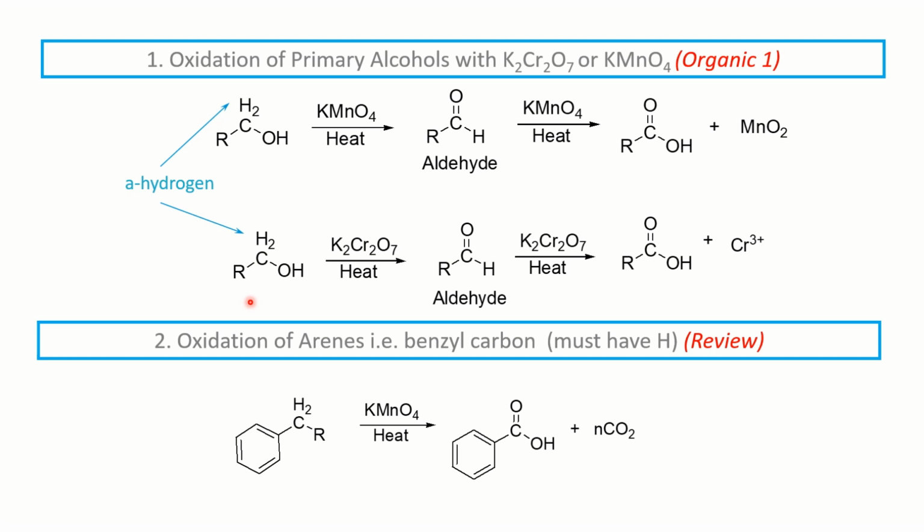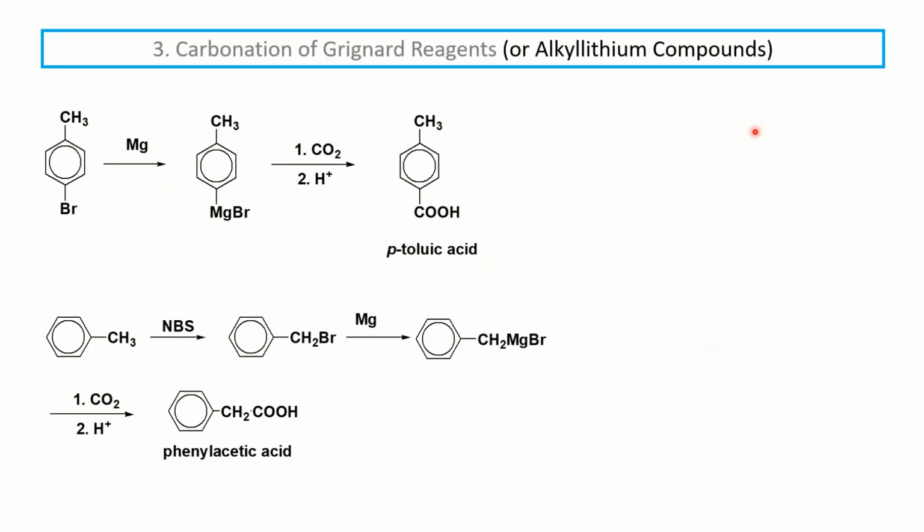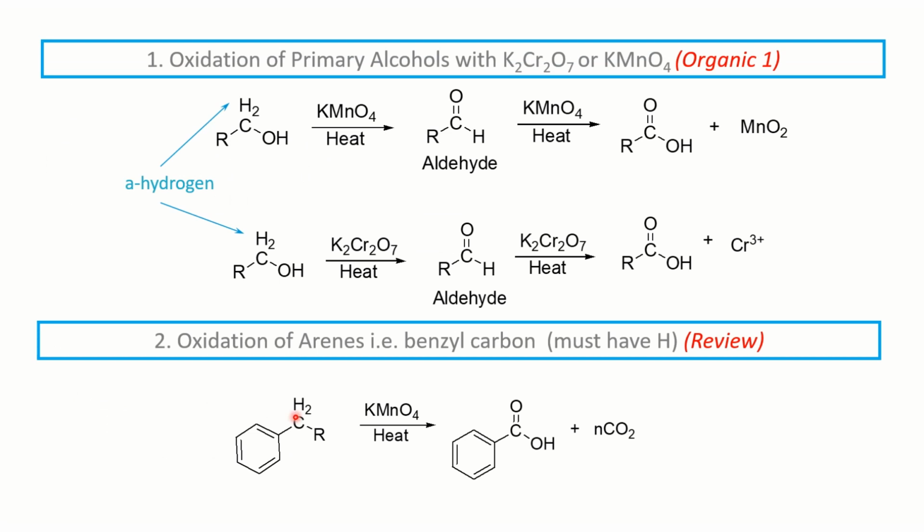The same thing here. I'm using chromium 6 and it does the same thing. Note, you went from chromium 6 to chromium 3. You went from manganese 7 to manganese 4. So we have oxidized our substrate and at the same time reduced manganese from 7 to 4. Of course, we learned about the oxidation of the benzyl carbon.